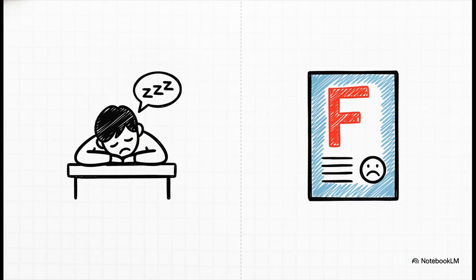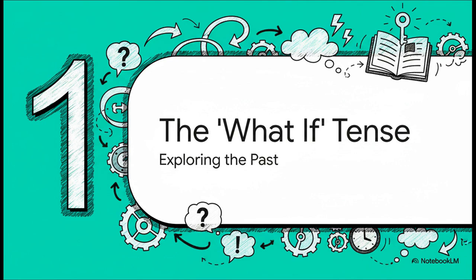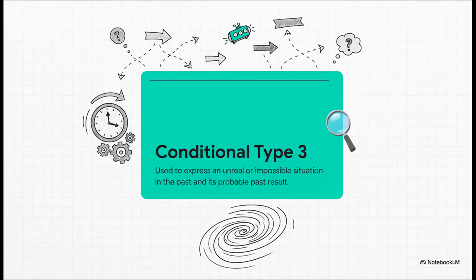But here's the crucial point. It's all hypothetical. In reality, the person didn't work hard and they didn't get the good scores. What we're doing is using language to explore a past that never actually happened. So, this special grammar tool actually has a name. It's our key to unlocking all these past what-ifs and stepping into an alternate reality, at least with our words. It's called the third conditional, or Conditional Type 3.